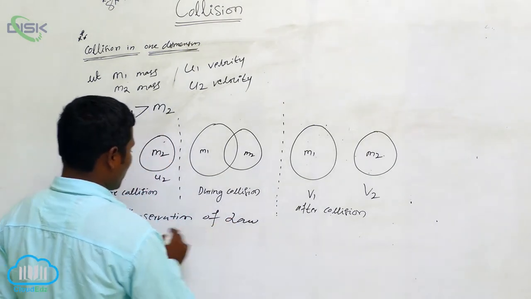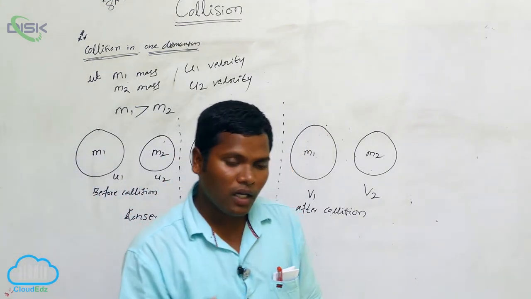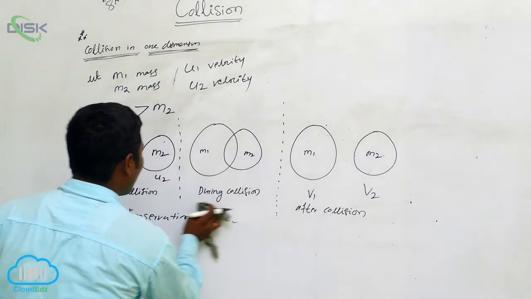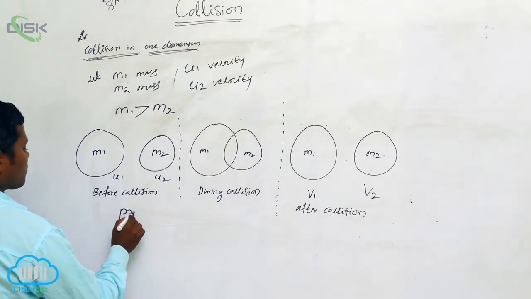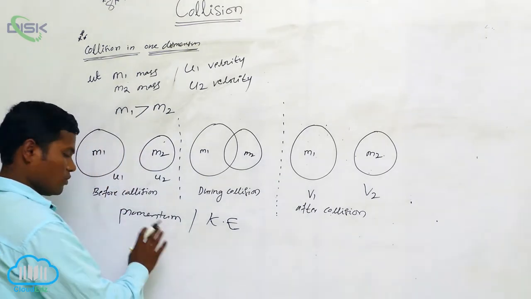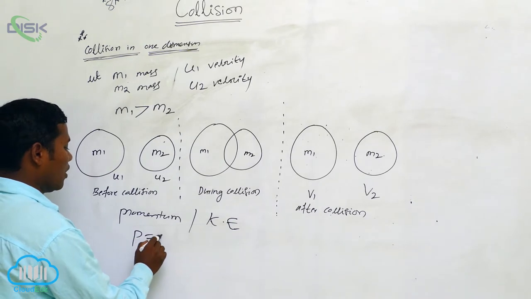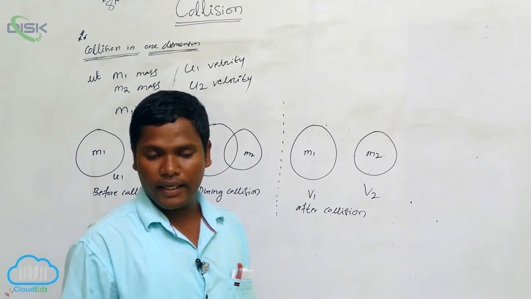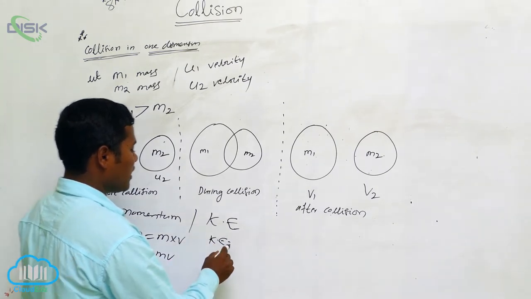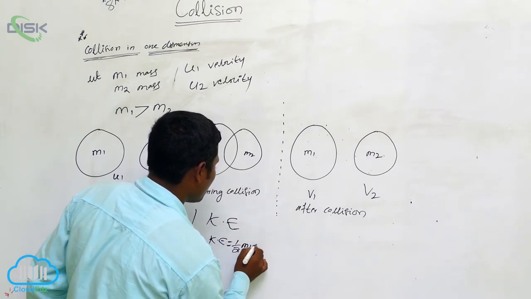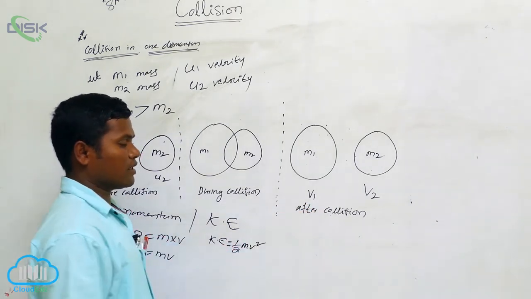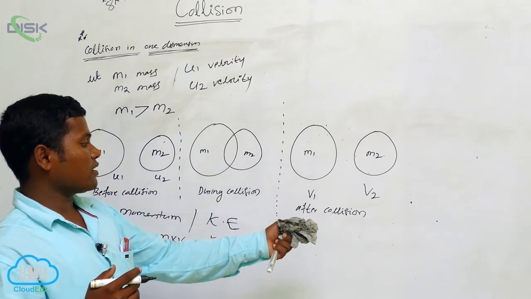Okay, you know very well the conservation law. We cannot create the energy, we cannot destroy the energy. Simply it changes from one form to another form. That we call the law of conservation. So here two quantities will exist. One is momentum, another one is KE. What is the meaning of KE? Kinetic energy. Momentum we denote by small p. The product of mass and velocity we call momentum, that is p is equal to mv. You know very well the kinetic energy formula: 1/2 mv². These laws we have to apply here, then we can derive the final velocity of m1 and the final velocity of m2.